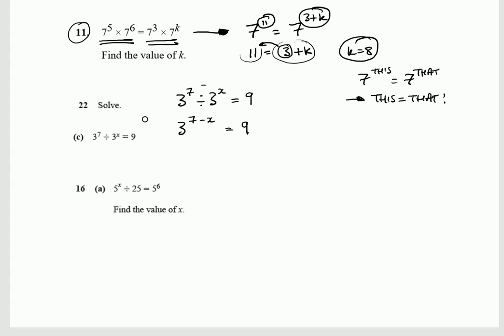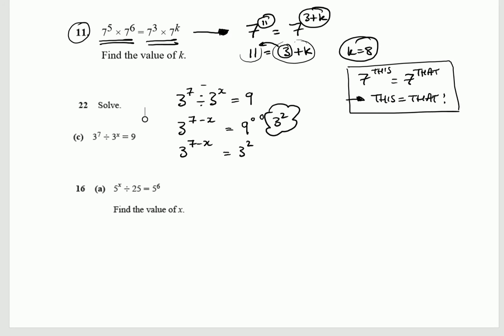But now I don't seem to have this situation. I've got 3 to the power of something equals 9. I don't have any of this 7 to the this, 7 to that thing going on. But remember, 9 is 3 squared. Okay? 3 to the power of this equals 3 to the power of that, which is really very sneaky. 7 minus x must equal 2. 7 minus something equals 2, so that something must be 5.